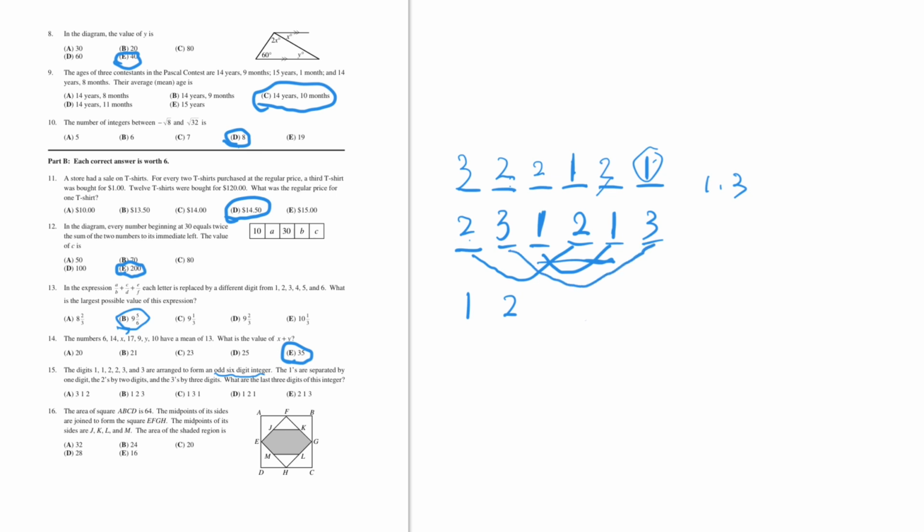So the number is 2, 3, 1, 2, 1, 3, which is an odd number. The question is, what are the last 3 digits of this integer? The last 3 digits are 213. That's the answer E.